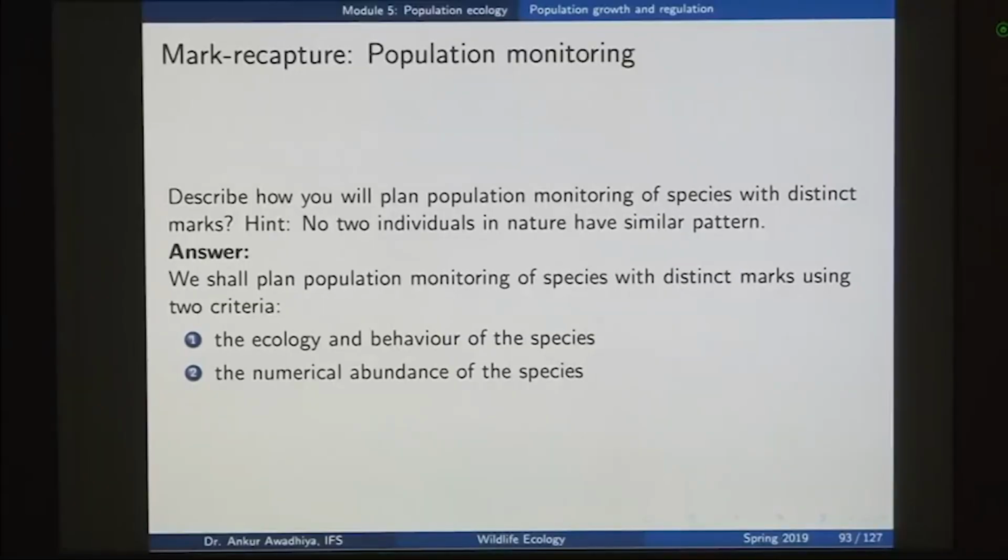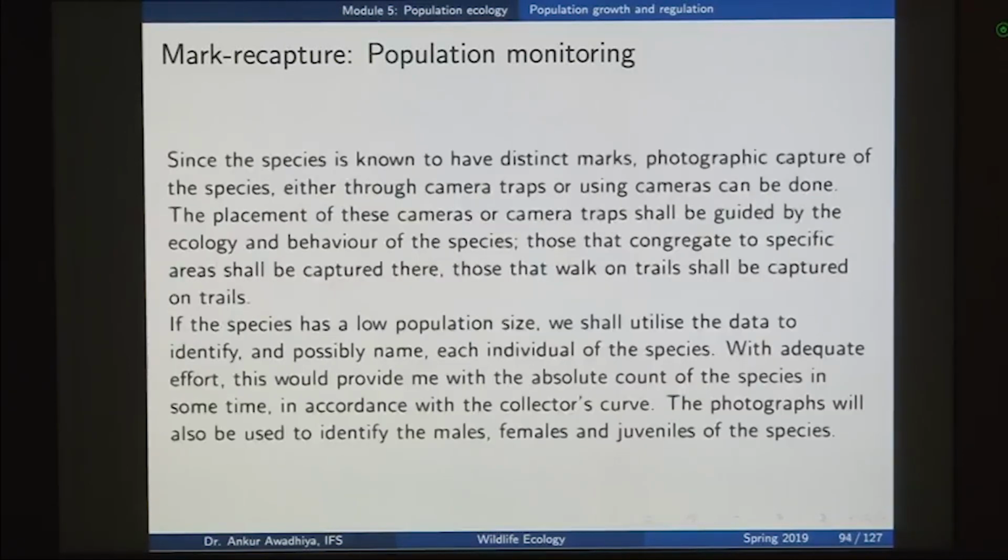Now, if you are using this method of mark, recapture, how can you plan a population monitoring of a species? In this case, you do not have any two individuals that have the same body pattern. So, how can you make use of this data? We can plan this exercise using two criteria: the ecology and behavior of the species, and the numerical abundance of the species. Since the species is known to have distinct marks, photographic capture of the species either through camera traps or using cameras can be done. The placement of these cameras or camera traps shall be guided by the ecology and behavior of the species.